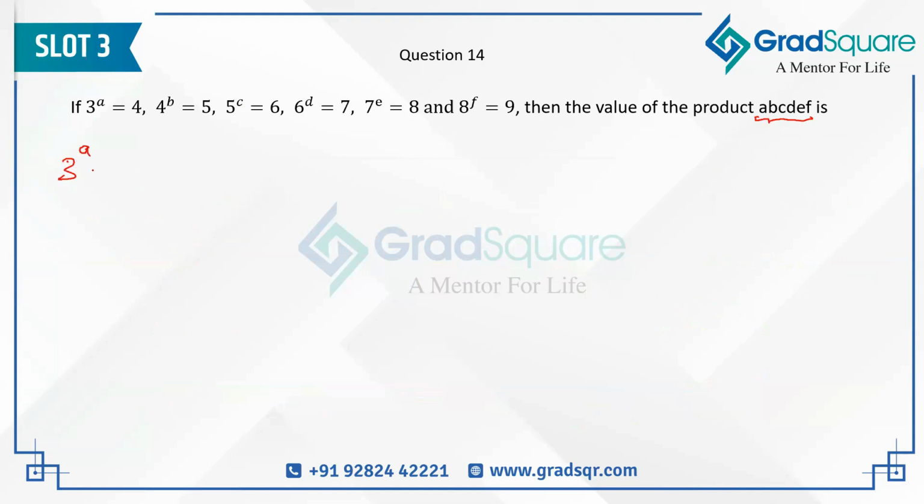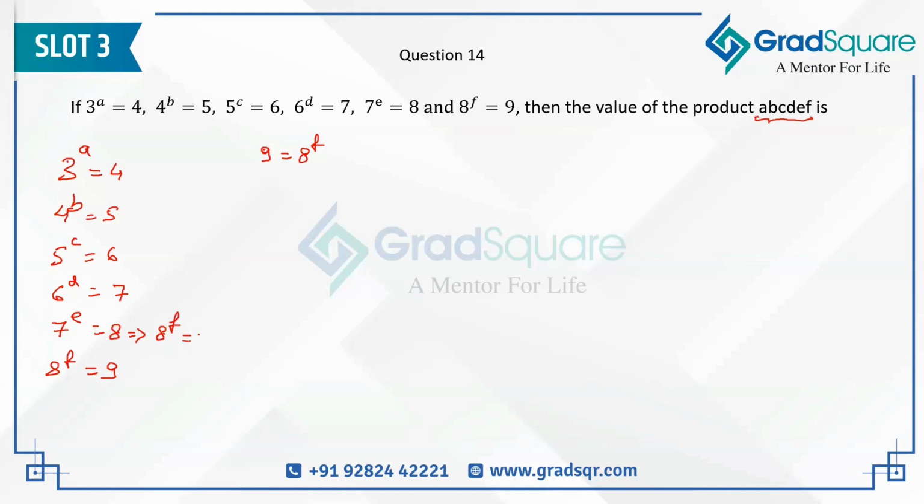Look at this. 3^a turns out to be equal to 4. 4^b turns out to be equal to 5. 5^c is turning out to be equal to 6, and 6^d is turning out to be equal to 7. 7^e is turning out to be equal to 8, and 8^f is turning out to be equal to 9. Now start from the last one, where you say 9 is equal to 8^f, correct? Now from this, can we write 8^f once again in another term?